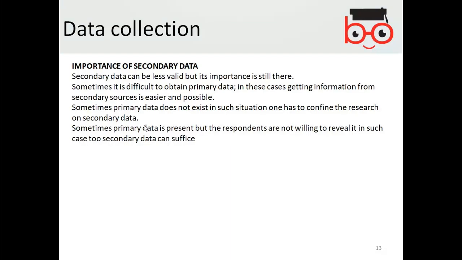Sometimes primary data is present, but the respondents are not willing to reveal it. In such a case, secondary data can suffice. Therefore, if the data is available in a particular domain, then it is good, and you can get a hint from the secondary data in order to carry out your research.